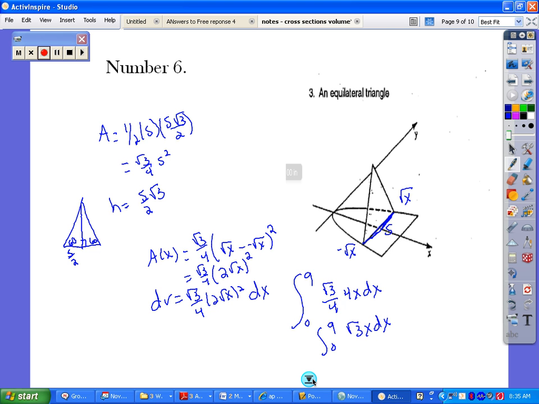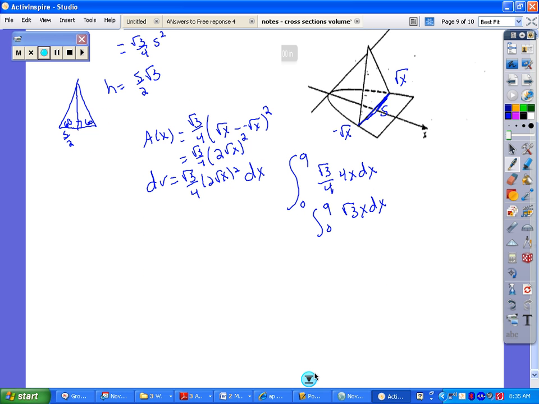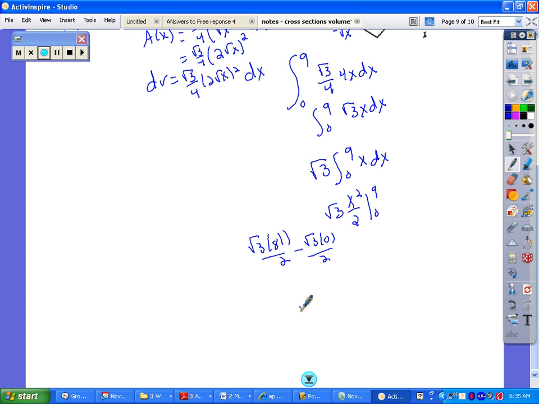And then again, if you want to use your calculator, you can, just so that we practice doing it by hand. Square root of 3 is a constant, so I can pull that out in front of the integral, and then I'm just integrating x, which is x squared over 2. And then we're evaluating from 0 to 9. So I have the square root of 3 times 81 over 2 minus the square root of 3 times 0 over 2. And so we just get 81 square root of 3 over 2. And we can leave it like that. You can actually stop at this point on the AP exam.